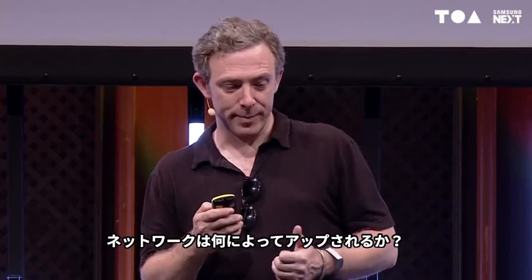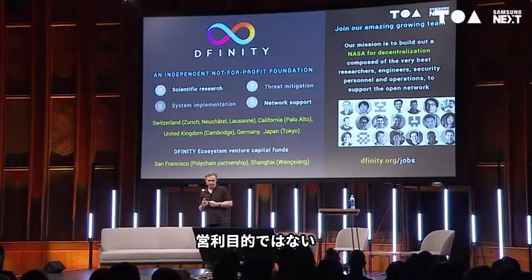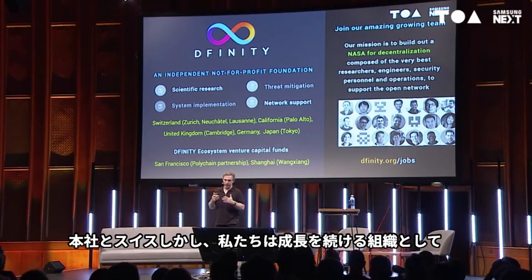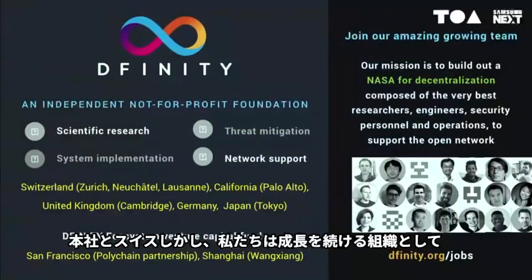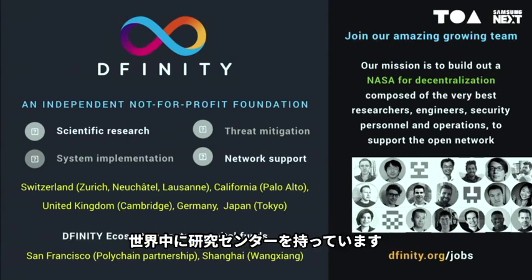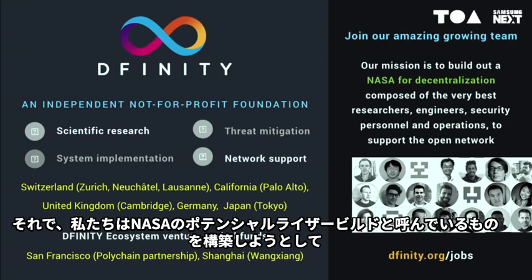What is the network backed by? So there's a thing called the DFINITY Foundation. It's actually a not-for-profit. It's headquartered in Switzerland, but we've got research centers around the world. It's a growing organization. We're growing very, very quickly. So we're trying to build out what we call a NASA for decentralization.